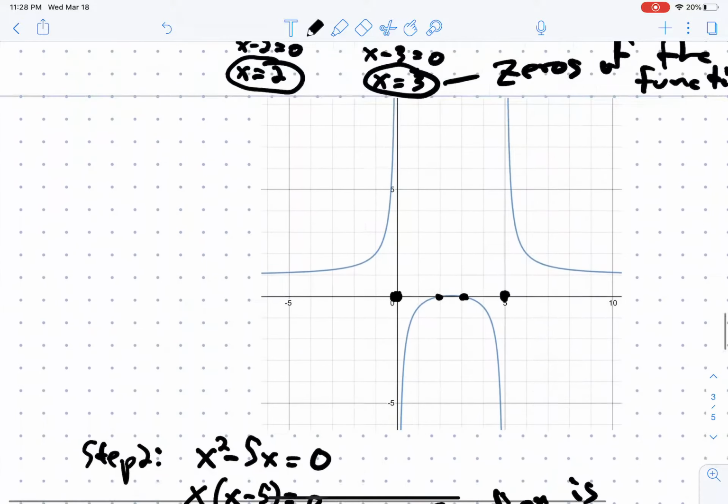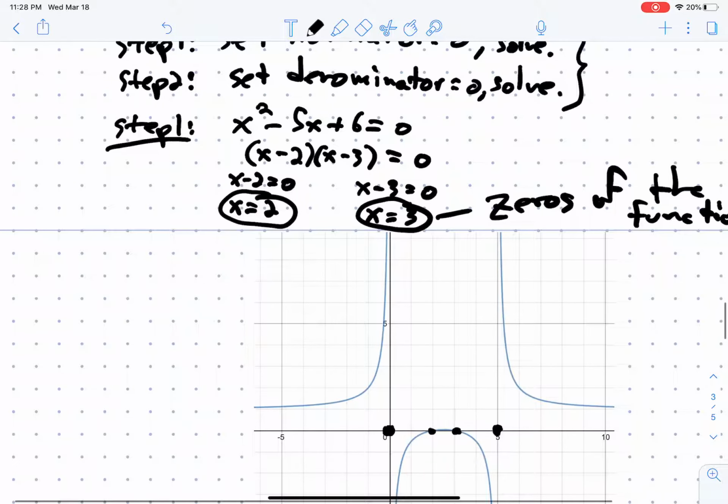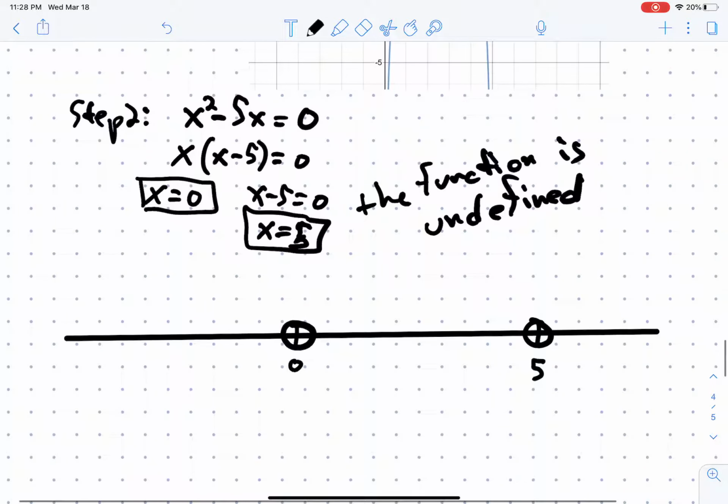Now, there were also two places, if we scroll up, x equals 2 and x equals 3, where the function was equal to 0. And so we put in 1, 2, 3, 4. Here's 2 and 3. On 2 and 3, I'm going to put closed dots, because on those points it actually equals 0. It hits the x-axis. Okay. And now we have a bunch of intervals here: everything to the left of 0, everything between 0 and 2, between 2 and 3, between 3 and 5, and everything above 5. That's 5 intervals.